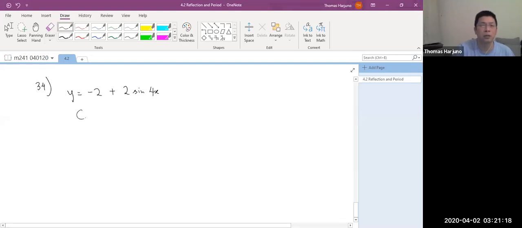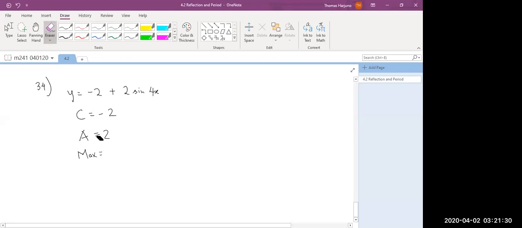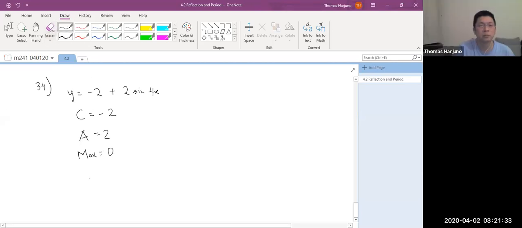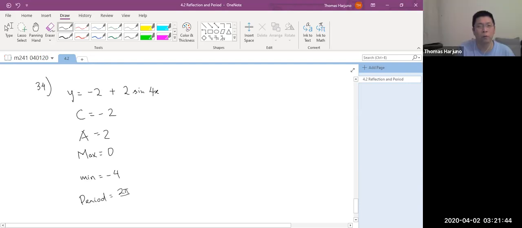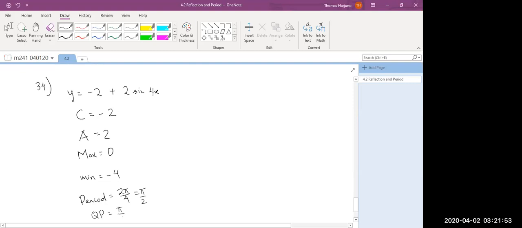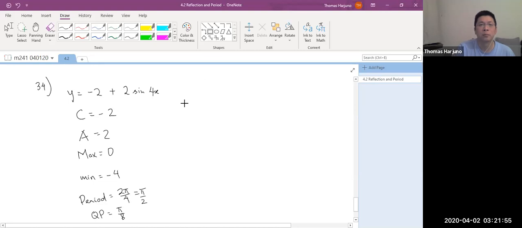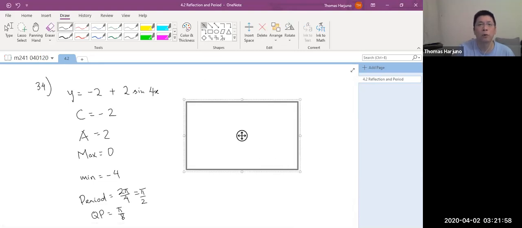Let's see, the center is -2, the amplitude is 2, so the maximum is 0, the minimum is -4. How about the period? Pi over 2. But in your test, you need to write 2 pi over 4 first before you simplify it. Is it okay? And how about the quadrantal period? Pi over 8. Now from there, you go 2 by 4.